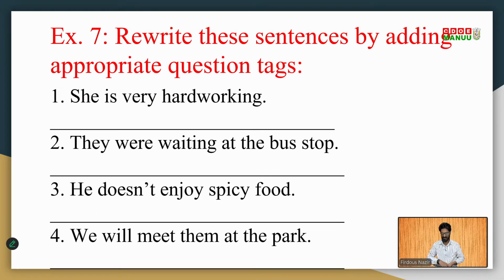Then we have exercise number seven. Rewrite the sentences by adding appropriate question tags. So we have to add question tags to these sentences. She is very hardworking, isn't she? They were waiting at the bus stop, weren't they? He doesn't enjoy spicy food, does he? We will meet them at the park, won't we?